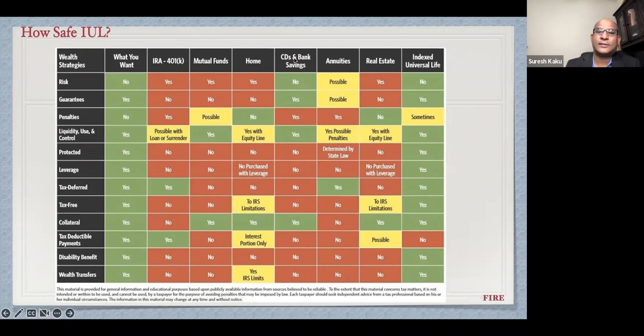And now let's look at the CDs, bank and bank savings, right? Does it have any risk? No, because the money won't go down even if the market crashes or anything. But of course, with inflation, the dollar value that you have in the account is going to go down. Are there guarantees? Yes, FDIC guarantees up to $250K. Penalties? I think this is talking about the CDs, right? In the CDs, if you take out early, there may be some penalties. Liquidity, and is it protected from downside, like leverage? So basically, this is just comparing what we want here, right?